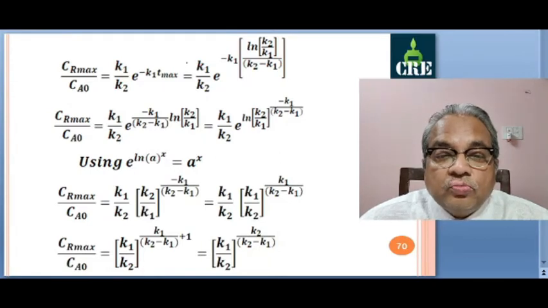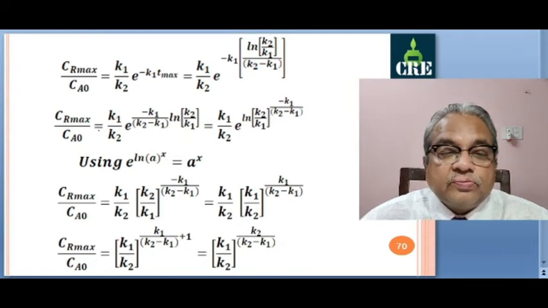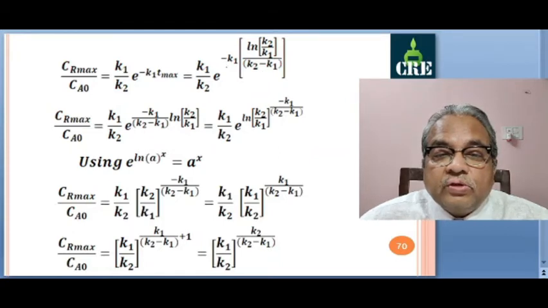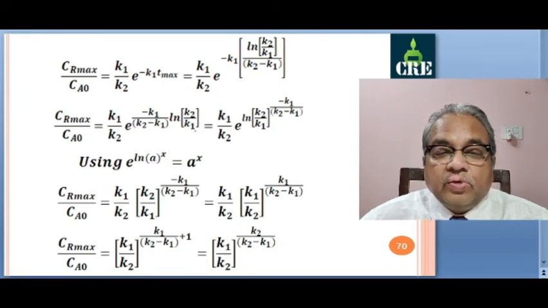Now T max I know, I will substitute the value of T max here. What is T max? ln of k2 by k1 divided by k2 minus k1. This I have substituted. Now what we will do? We will further simplify this. This minus k1 by k2 minus k1, this we can take outside and write it as e raised to minus k1 by k2 minus k1 into ln of k2 by k1.